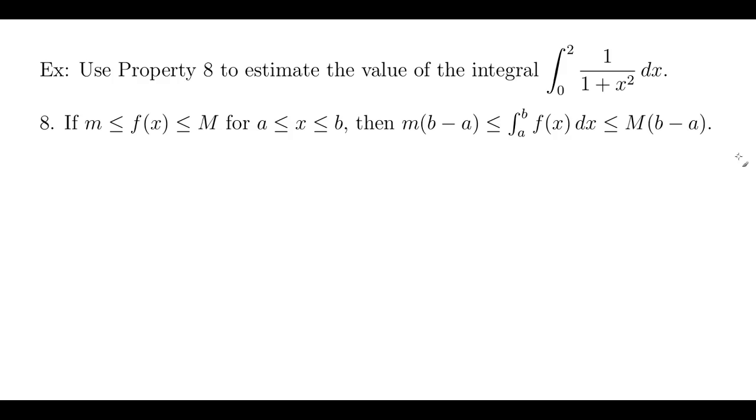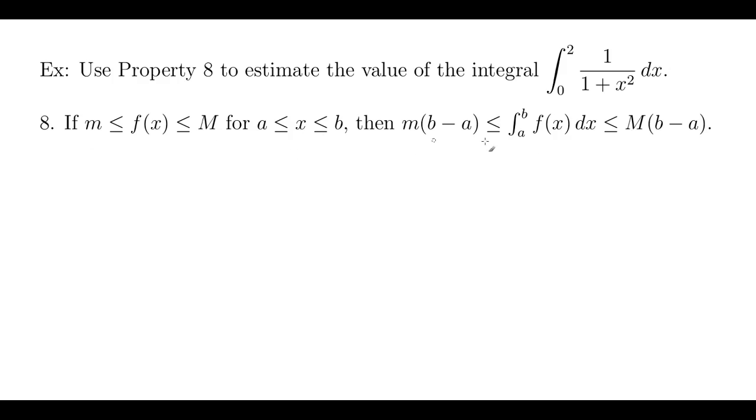For the last example, we are asked to use property 8 to estimate the value of the integral from 0 to 2 of 1 over 1 plus x squared dx. Now, I've reproduced property 8 here, so we know what we're talking about. If small m is less than or equal to f of x, which is less than or equal to big M, for a less than or equal to x less than or equal to b, then small m times b minus a is less than or equal to the integral from a to b of f of x dx, which is less than or equal to big M of b minus a.